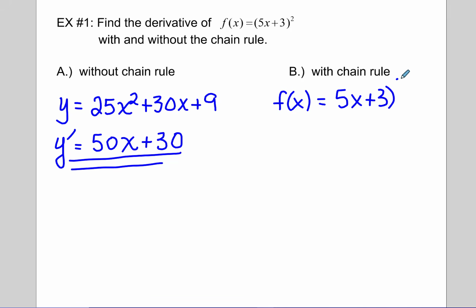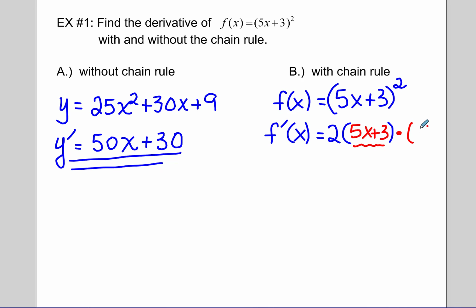But using the chain rule, I'm going to take the outside function, which is this squared term up here. This is my outside function. Some function to the second power. That means my derivative of the outside function is 2 times whatever that function is, and that inside function is 5x plus 3. And then I want to multiply times the derivative of this inside piece, which is 5. So using our chain rule, the derivative should be exactly the same as this.